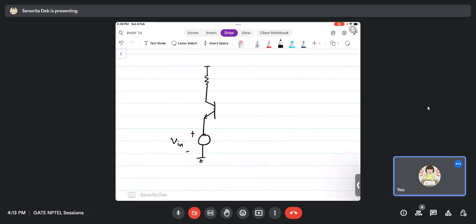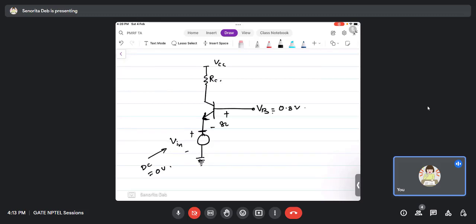Okay, this is VB, VCC, RC, right? Now assume that Vin is at 0 volts. The DC bias of this point, because this is the emitter, also needs a DC bias, right? So let's say that the Vin DC is at 0 volts. Now what is the minimum that VB has to be? VB has to be 0.8 volts, so that this comes to be 800 millivolts.